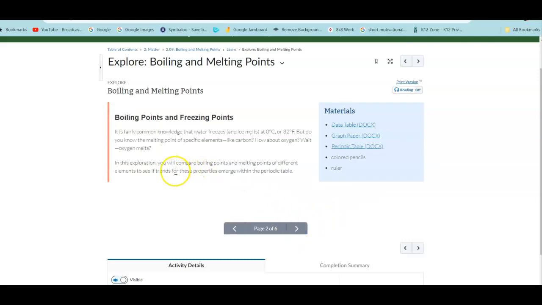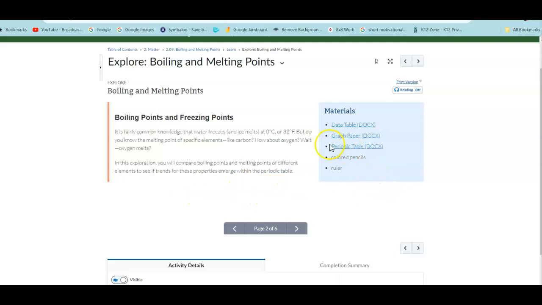Going here, again, it's just talking about knowing that water freezes and ice melts at 0 degrees Celsius or 32 degrees Fahrenheit. But do you know the melting point of specific elements like carbon? Or how about oxygen? Wait, oxygen melts? Do we know it has a melting point? So in this exploration, you will compare boiling and melting points of different elements to see if trends for these properties emerge within the periodic table.